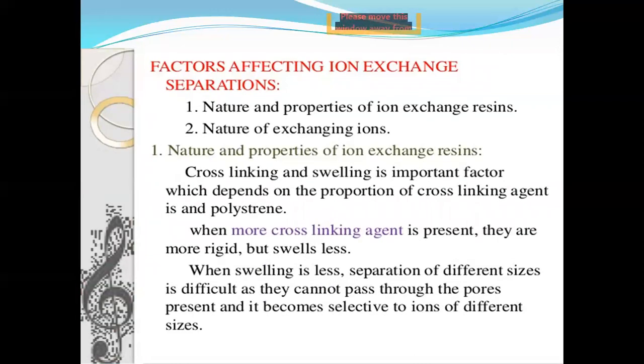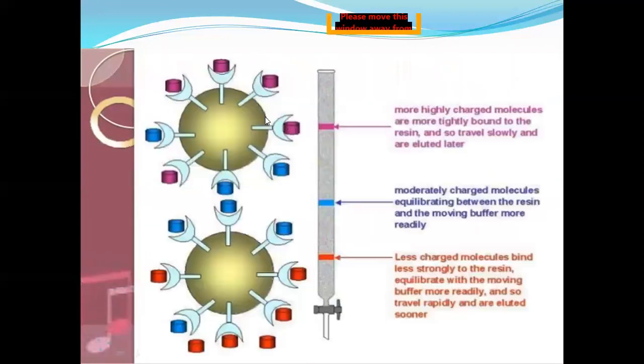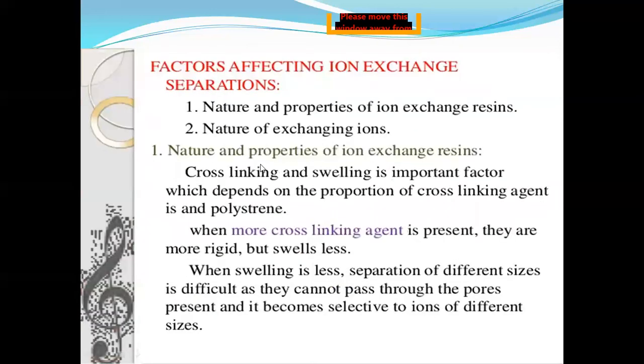Next, a very important one: the factors affecting the ion exchange separation. The separation is influenced by various factors like the nature and properties of the ion exchange resin, whether it is acidic or basic, its size, and so on, and the nature of the ion exchanging ions, meaning when we are separating cations or anions. So the first point is the nature and properties of the ion exchanger.